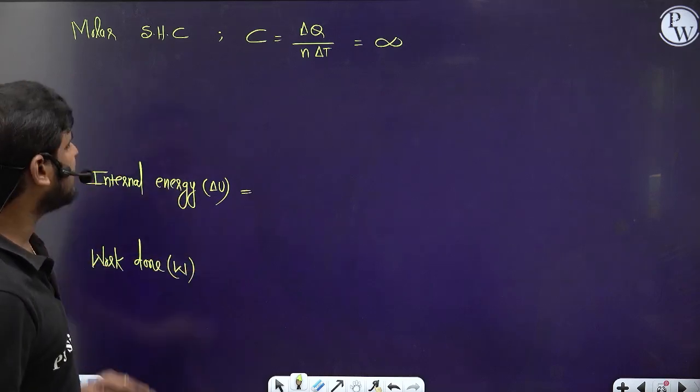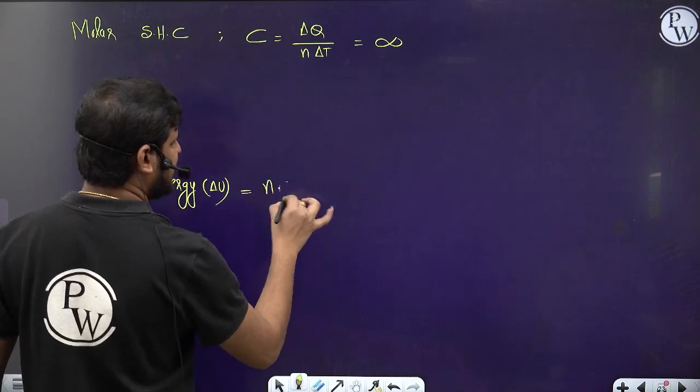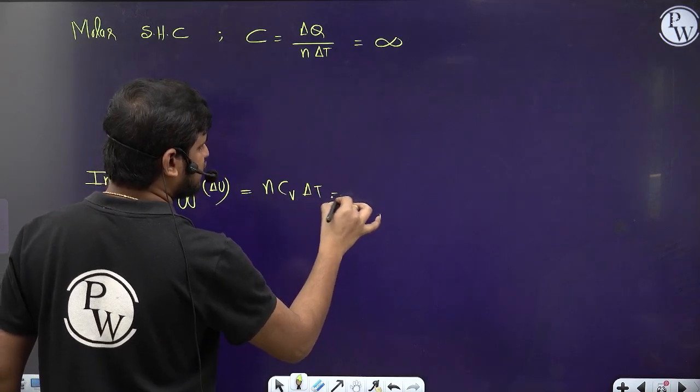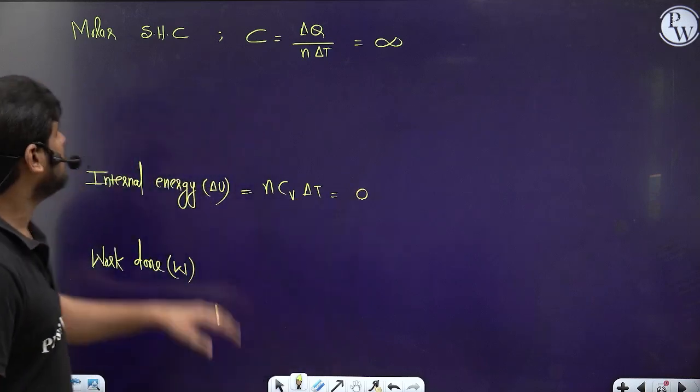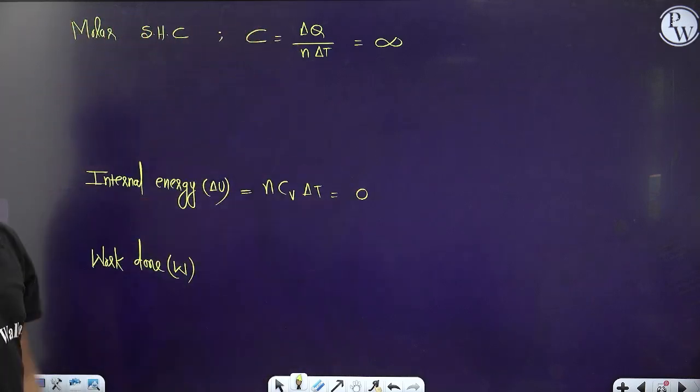So then internal energy first. n CV delta T. Where delta T is 0. So the internal energy will be 0. And the molar specific heat capacity is infinity.